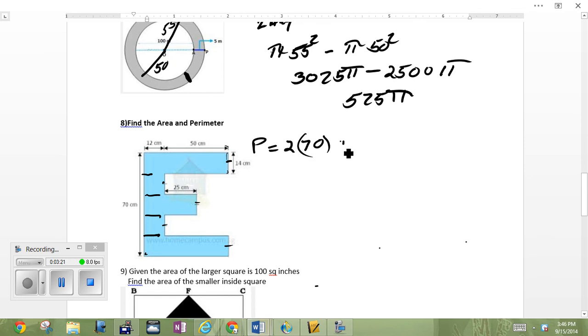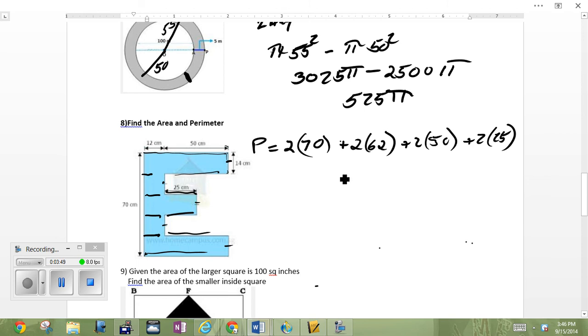So that's times 2. Plus, what's this length? Well, that's 50 and 12, so that's 62. But then you have that down here again, so you have two 62s. What else? You have doubles of a lot of things here. This length is 50, and so is this one, so there's two 50s. And let's see here. There's a 25 and there's a 25, so you have two 25s. So when you figure that all out, I think you'll find that the perimeter is 314. So there's your perimeter.